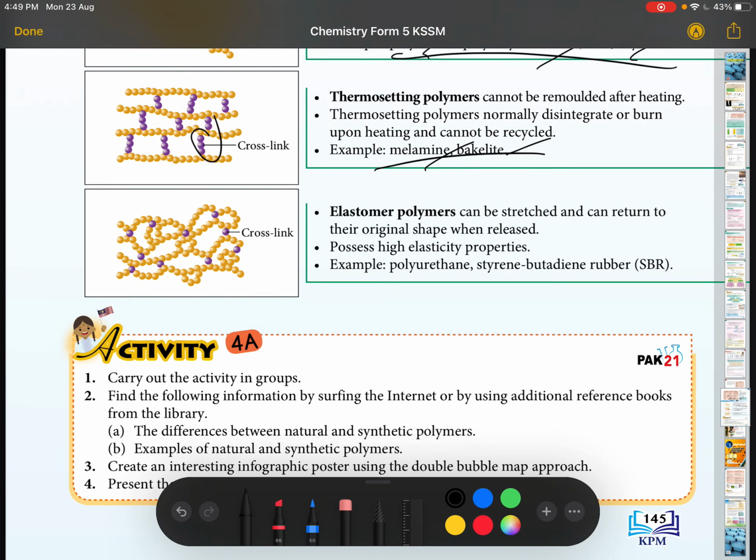But elastomer polymers are stretchy stuff. You know your rubber band? Something like that, when you stretch it, it can go back to its original shape. That is called elasticity. So these polymers that have elasticity are called elastomers. For example, SBR and polyurethane.